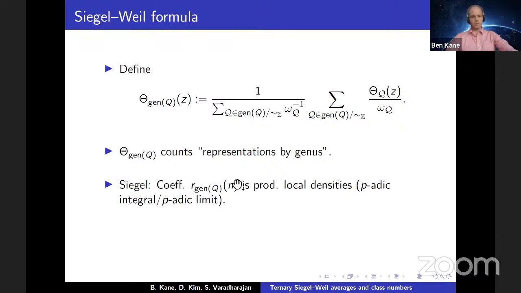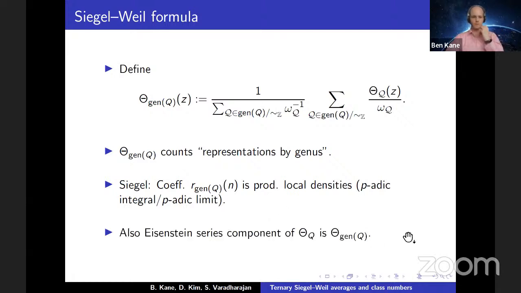So Siegel showed that the coefficients of these, the number of representations by the genus, you can say, is equal to a product of some local densities, which are some p-adic integral or p-adic limit. So you take some infinite product of some p-adic limits, and that gives this number that's being averaged here. So this is just an average over the integers here at the top. And Siegel says, actually, you can write it as an infinite product of some local information. So he gave a way to sort of compute this.